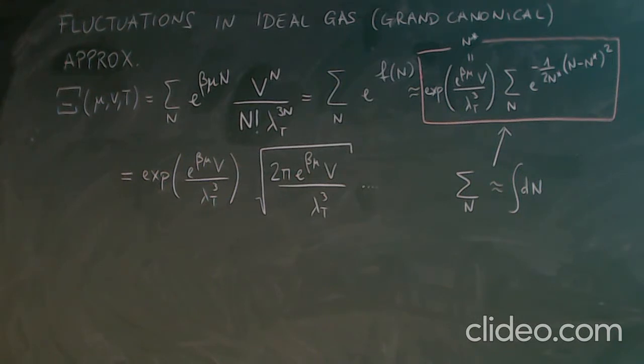The next step for us is to approximate this discrete sum with a continuous integral, and that will give us a Gaussian integral. The Gaussian integral is easy, it can be done, and this is done here. It gives an additional contribution, the square root. I've added dots at the end because this is an expansion, and so there are higher order corrections entering there.